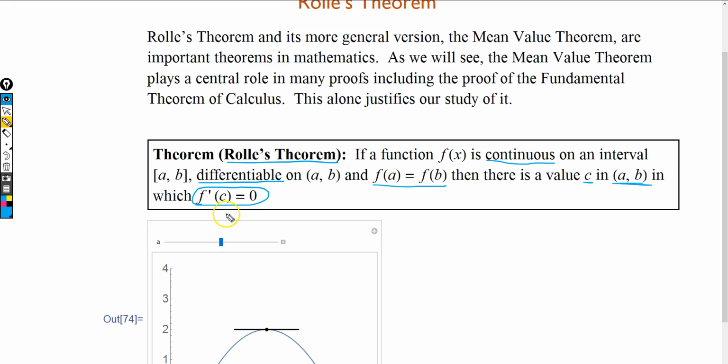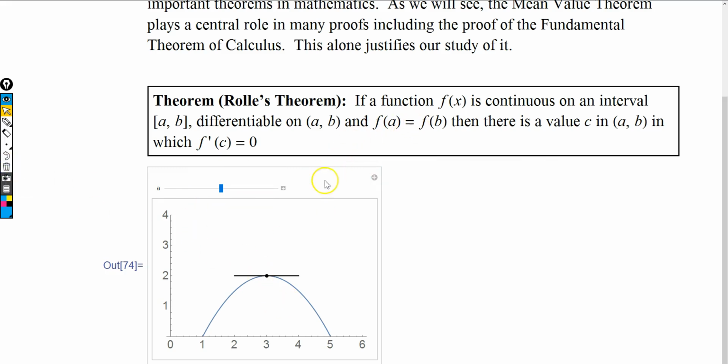So that's Rolle's theorem. Notice we have three conditions. f of x must be continuous on the closed interval. It must be differentiable on the open interval (a, b), and f of a must equal f of b. If you have these three conditions holding, then you can conclude that there is a number somewhere in between a and b in which the derivative of f is equal to 0.